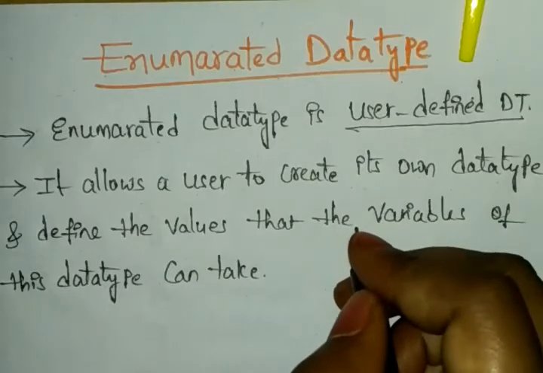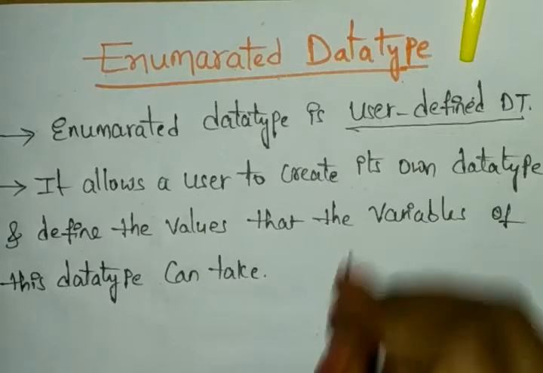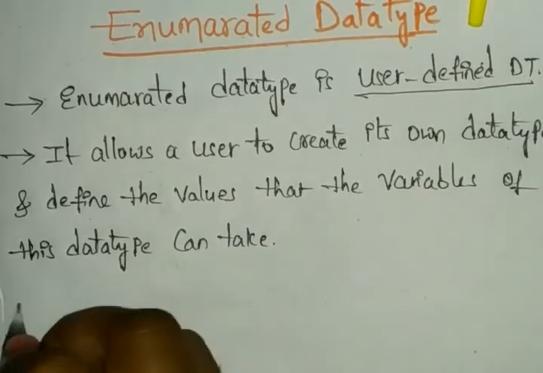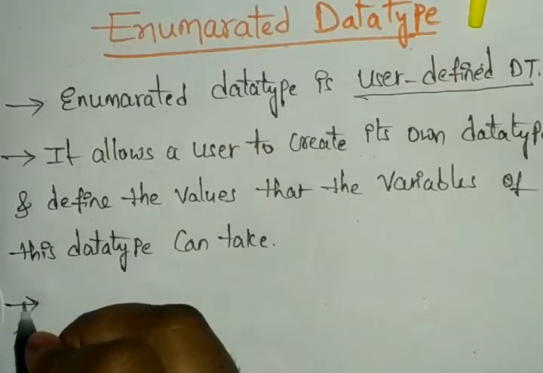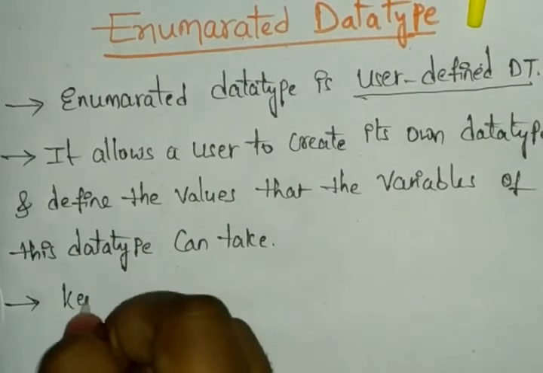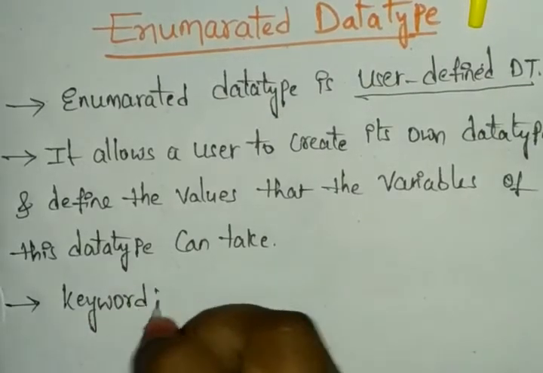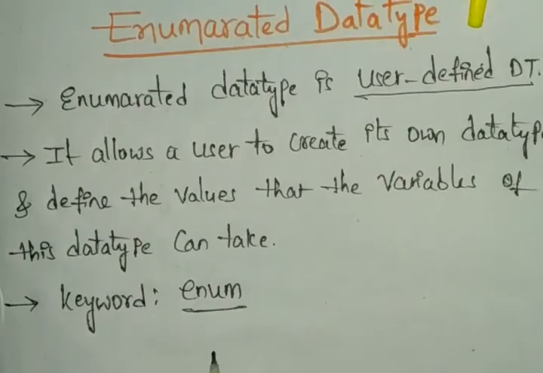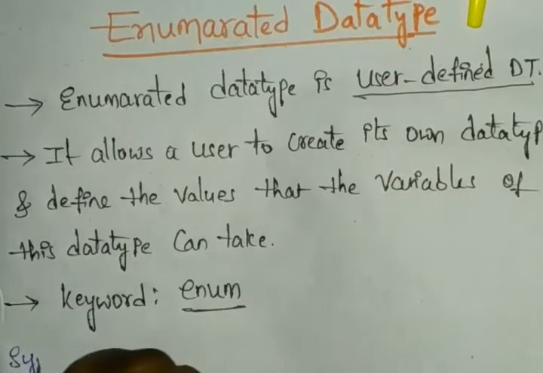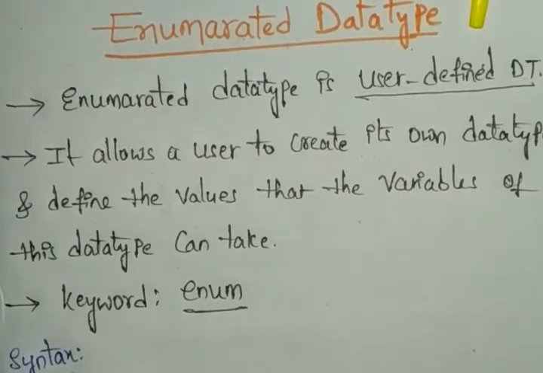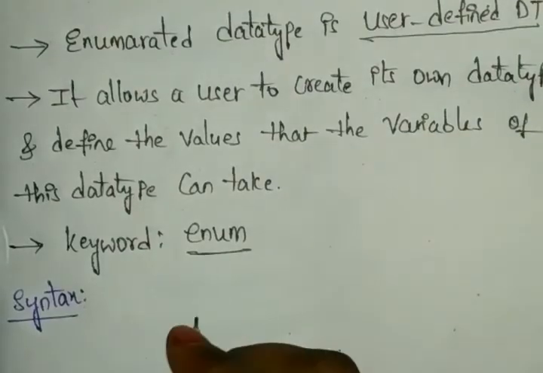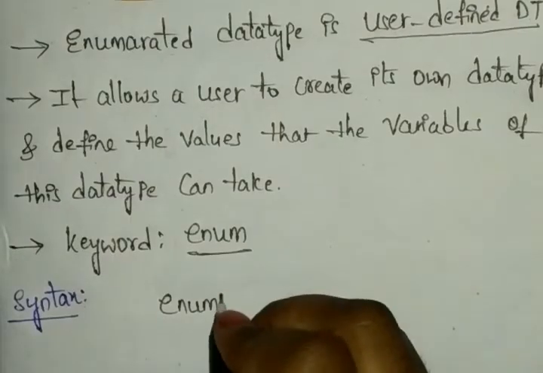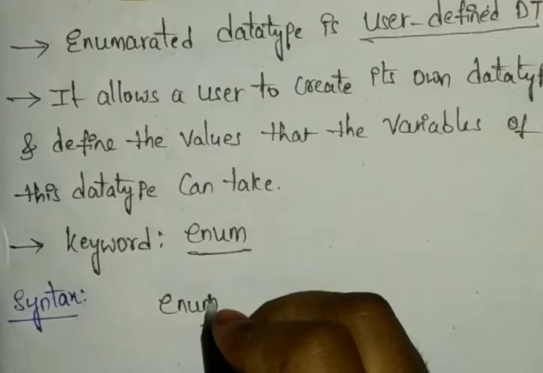And you can see we have one syntax to define our enumerated data type. Before starting with that, the enumerated data type has one keyword, that is enum. Instead of enumerator, you can write enum. Enum means enumerated data type. With this syntax we can define our enumerated data type. So here you can see enum, this is our keyword for the enumerated, and here you are defining the data types.